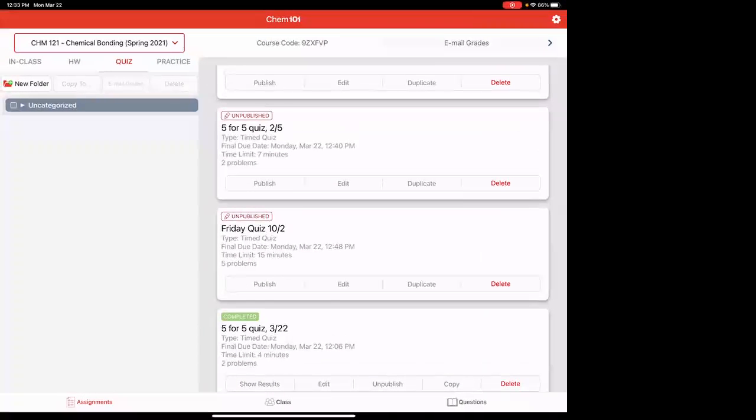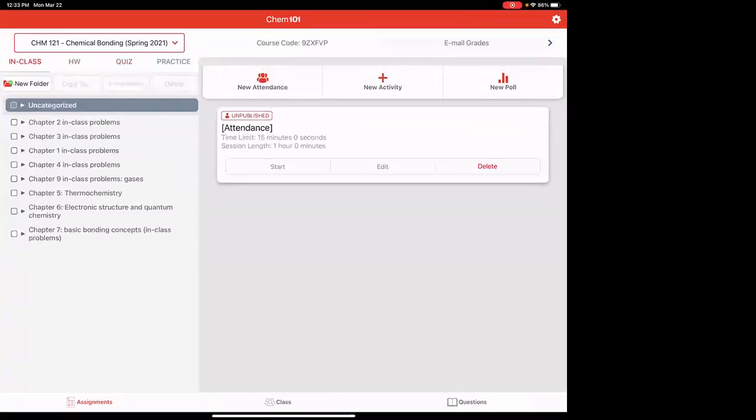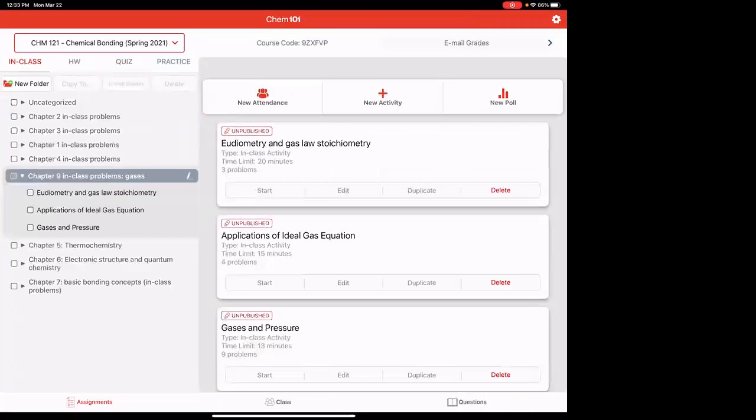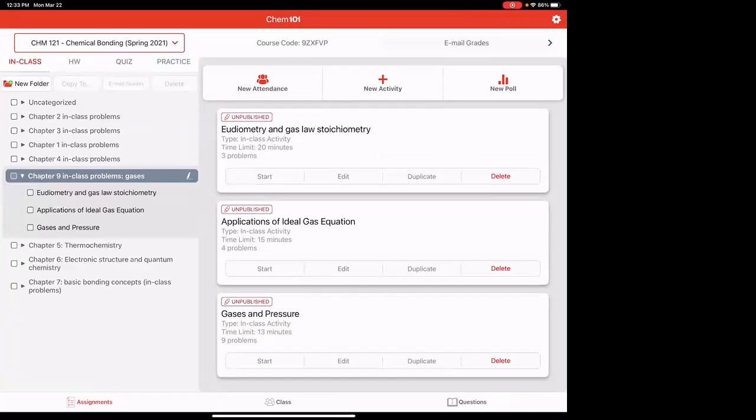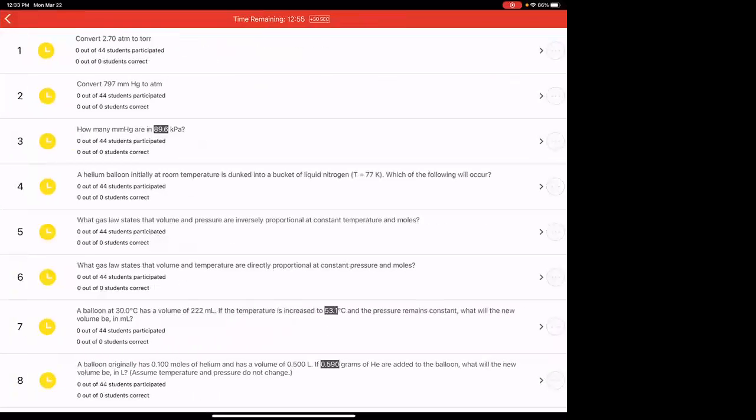All right, so let's go back over to in class here. And we're back into chapter 9. We'll do the first one. So that's gases and pressure. So yeah, looks like we're going to time out about perfectly here. Okay, looks like it's running. So let's just kind of look at it here and see what we got.